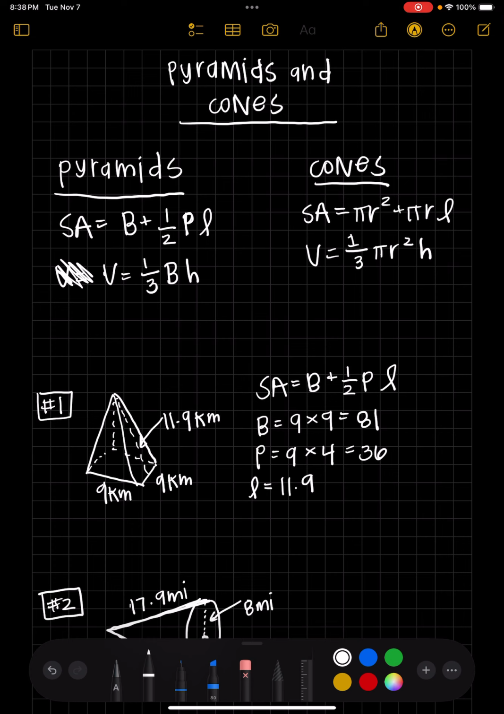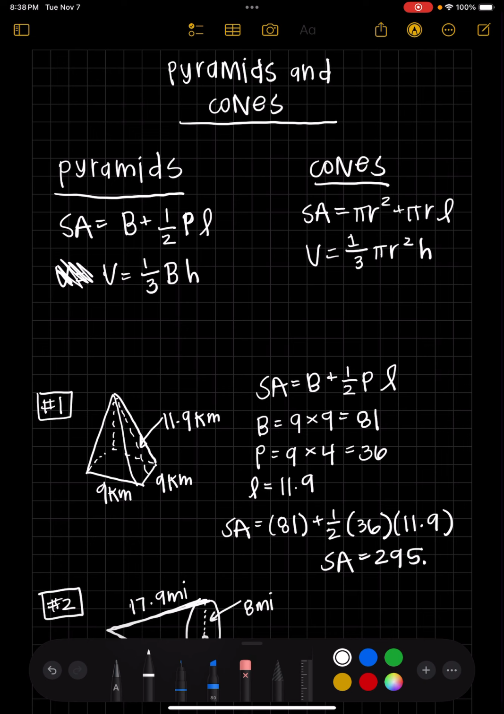So now we're just going to plug everything into our formula. We'd have surface area is the area of the base, which we know is 81, plus 1/2 the perimeter of the base, which is 36, times the lateral height, which is 11.9. And now let's plug all of that into a calculator, and we get that the surface area is 295.2, and because it's a surface area, we're going to put a unit on it. It would be kilometers squared, or square kilometers, because it is an area, we have to square that unit.